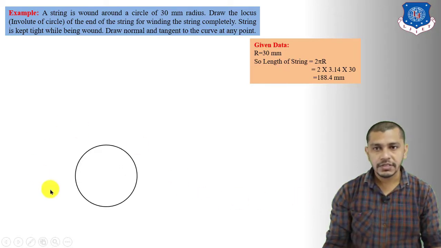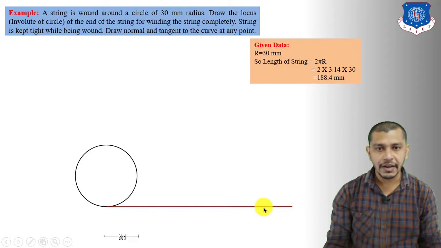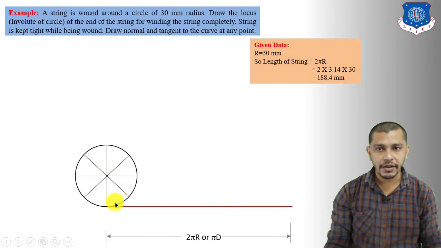So first of all, draw the circle having radius equal to 30 mm and show the string length equal to 2 pi r, which is 188.4 mm. Thereafter, divide the circle into 8 equal parts and make sure that the string is attached at the circle point which is tangent to the vertical diameter of the circle. Now give the numbering on the circle. This will be 0, 1, 2, 3, 4, 5, 6, 7.